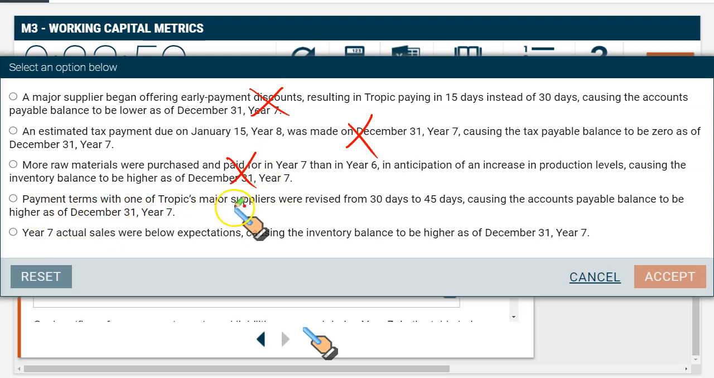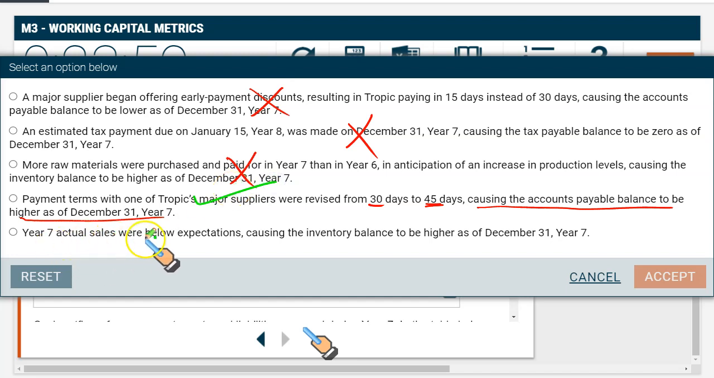Payment terms with one of Tropix's major suppliers were revised from 30 days to 45 days, causing the accounts payable balance to be higher than last year. This is the right justification. This is the reason why we have a higher cash balance, right? That is the right reason.